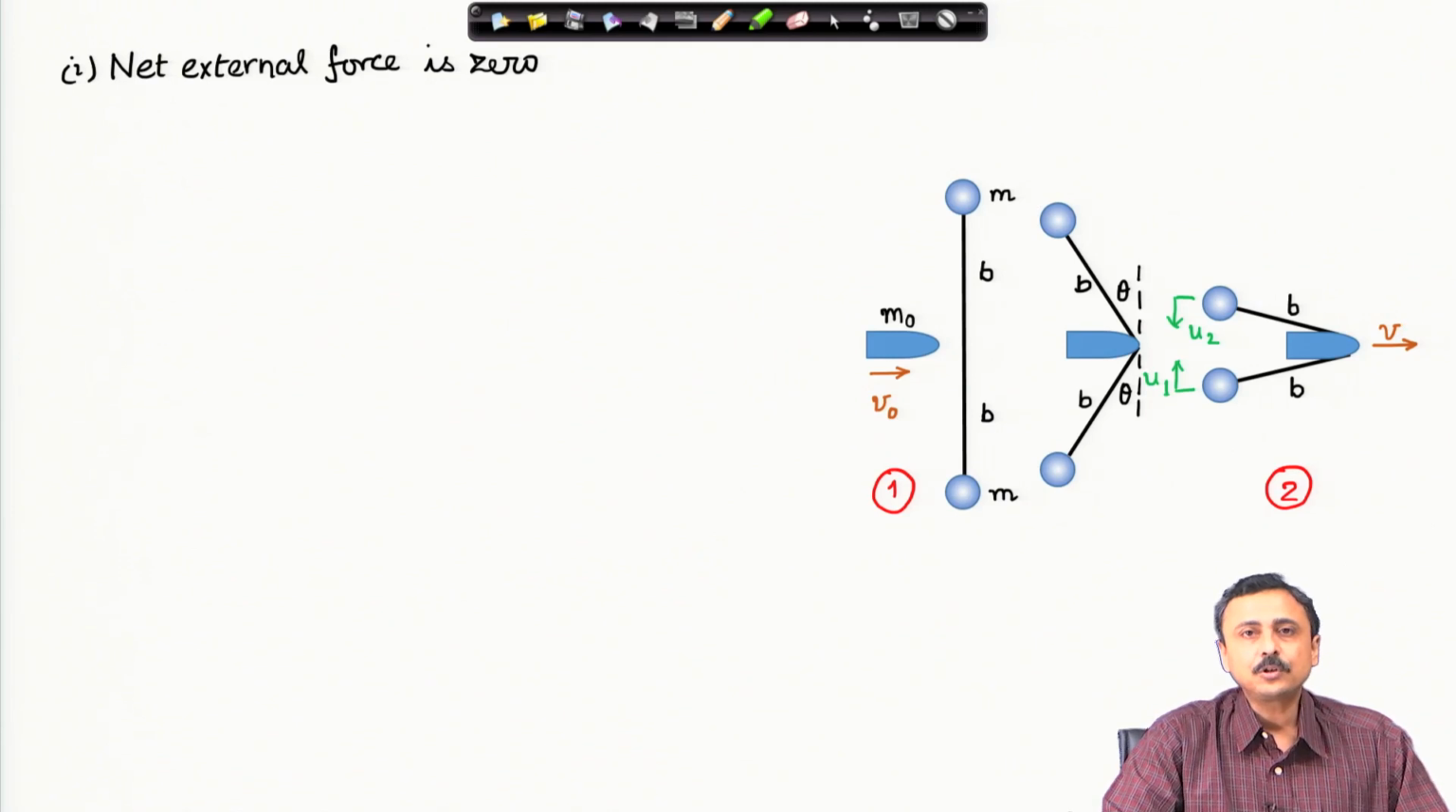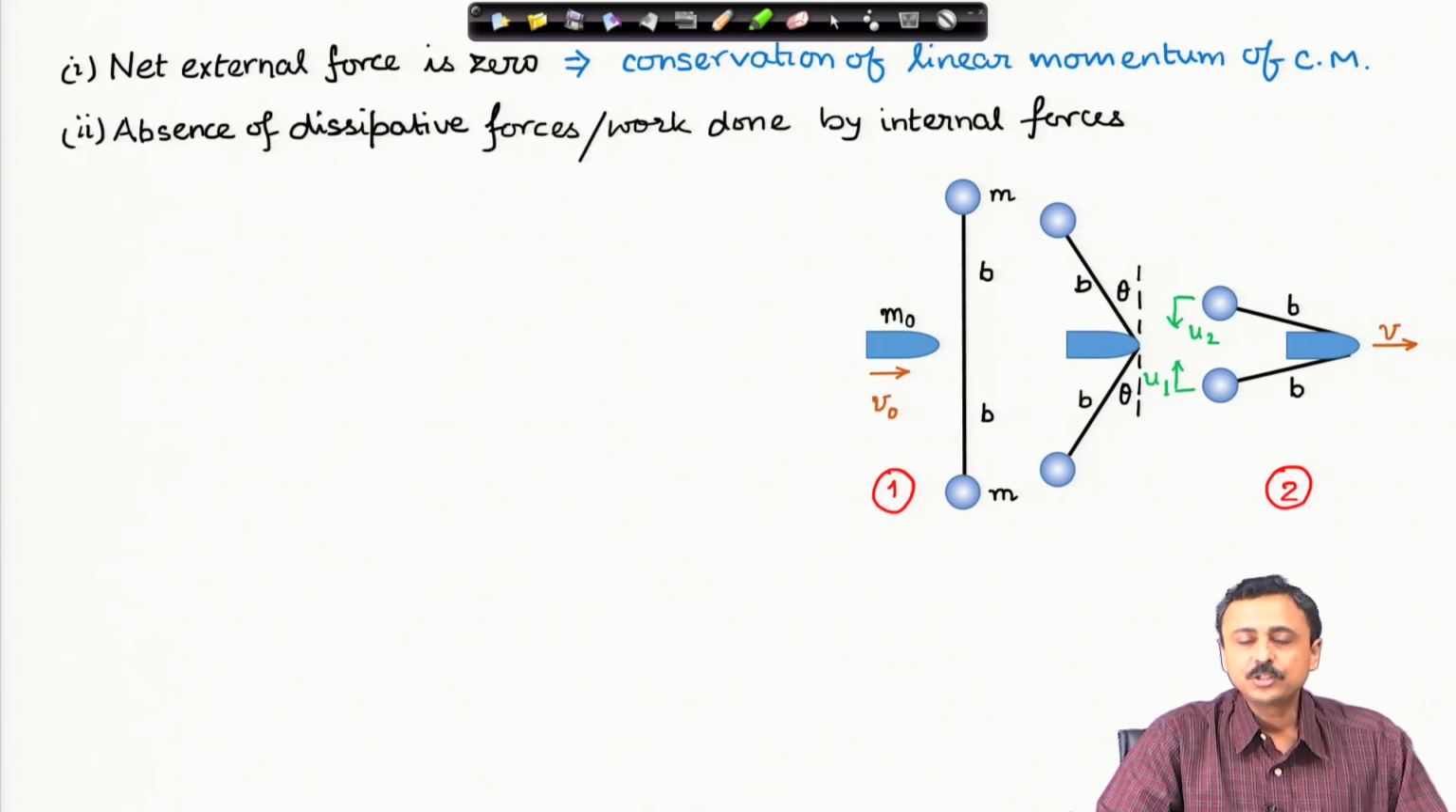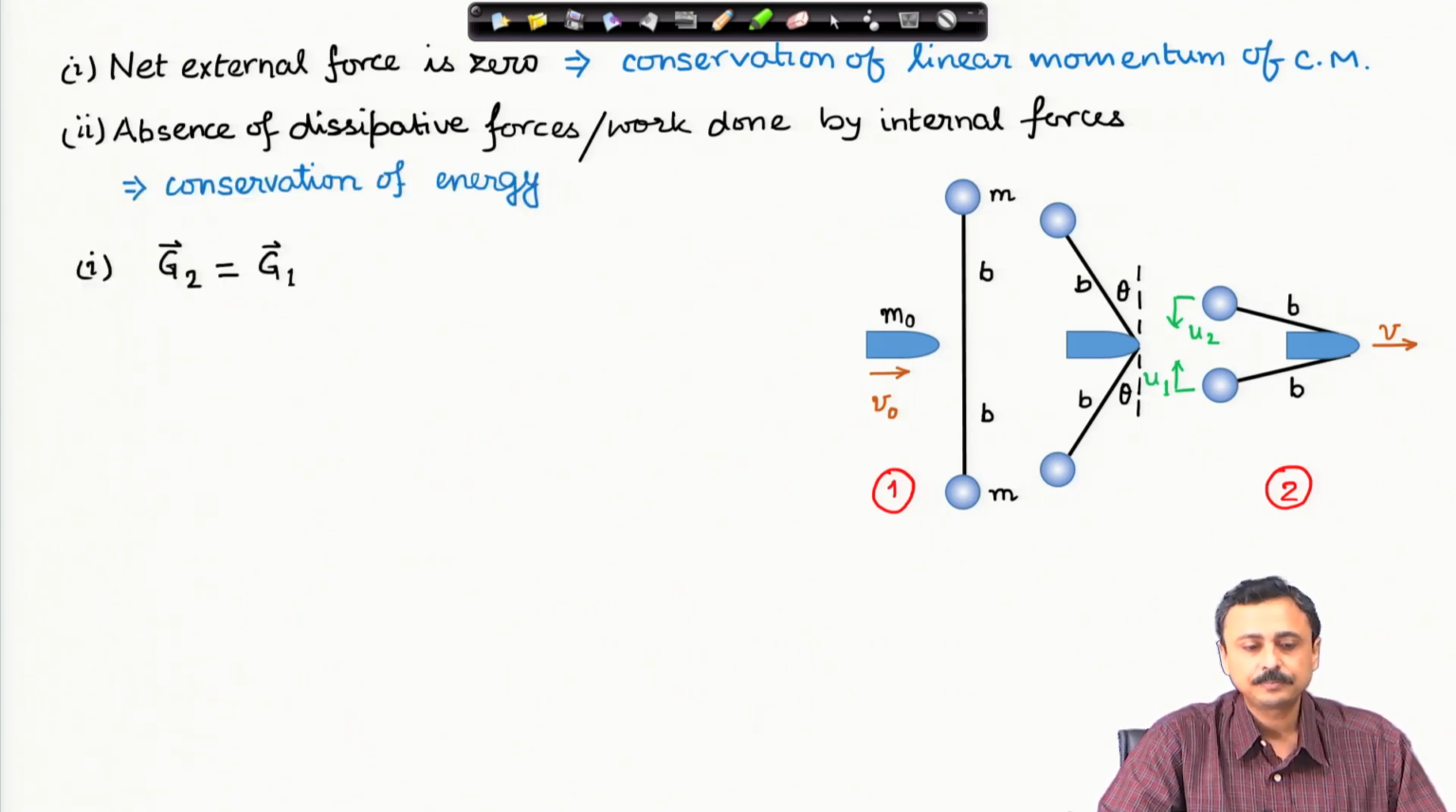The net external force on the system, there is no external force on the system. So, that is 0, net external force is 0, therefore, linear momentum of the center of mass of the system must be conserved, and there is no dissipative force. Therefore, the energy of the system must be conserved. There is no dissipative force, no work done by any other force. Therefore, the total mechanical energy of the system must be conserved.